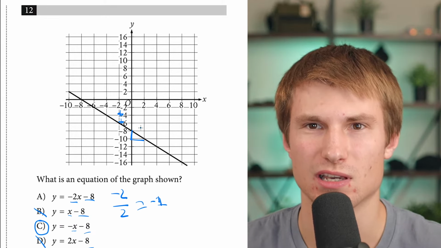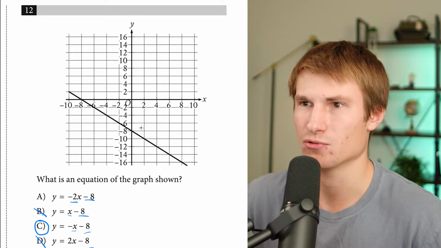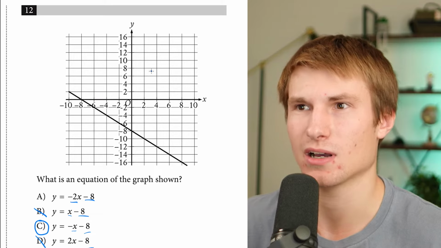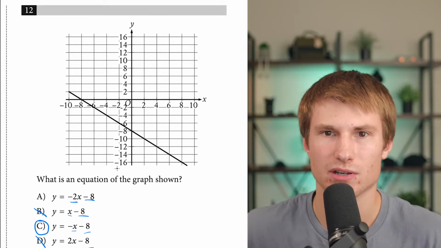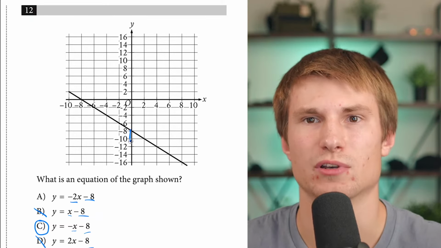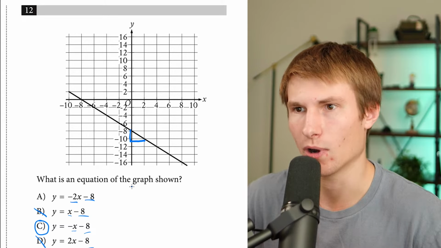And in those cases, they might try to trick you by putting in what you would get if you didn't catch that they had different increments. So always pay attention to your increments on the axes is basically what I'm trying to say. All right, so the answer there is C, because we got the y-intercept -8, and obviously we go down 2 and over 2, which means the slope is going to be a value of -1.